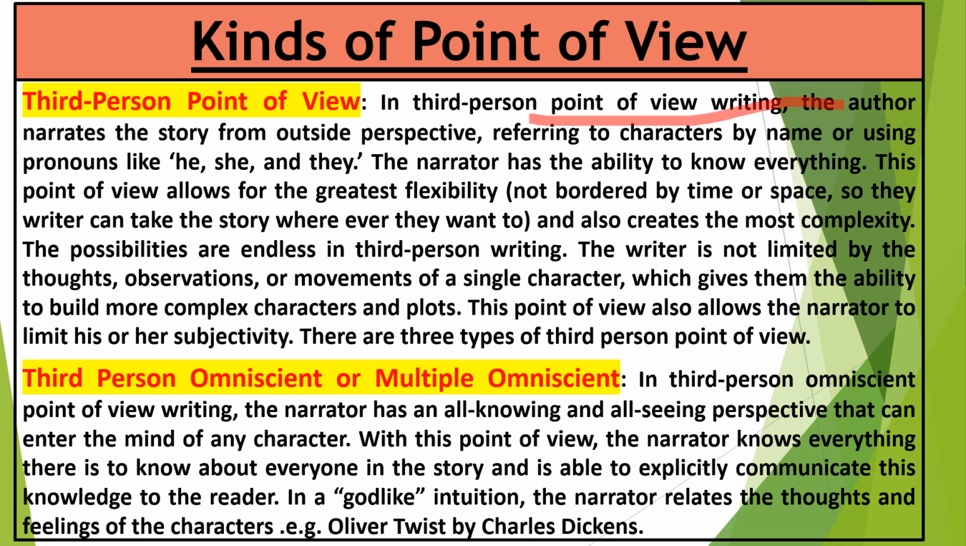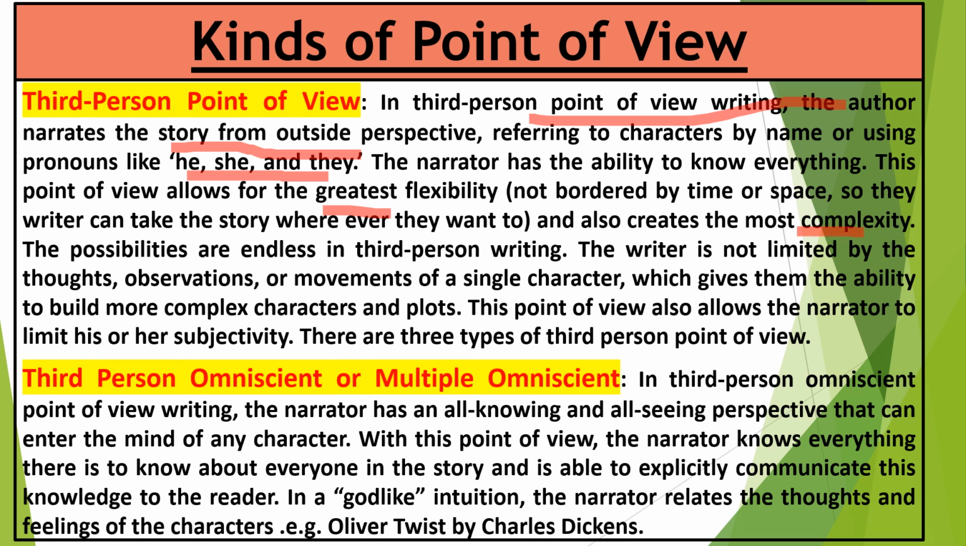In third person point of view writing, the author narrates the story from an outside perspective, as an observer looking from outside. You could say that he's a godlike figure who is looking at different characters and referring to them by names or by using the pronouns he, she and they. The narrator has the ability to know everything. This point of view allows for the greatest flexibility and also creates the most complexity.